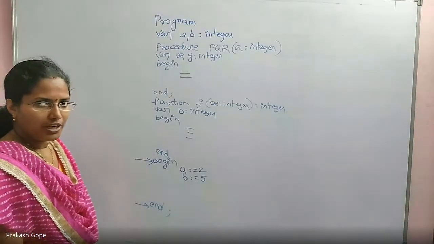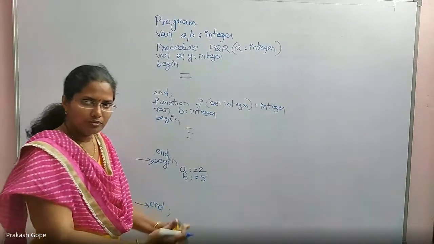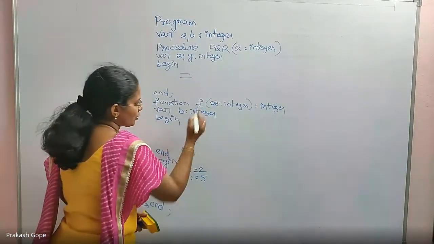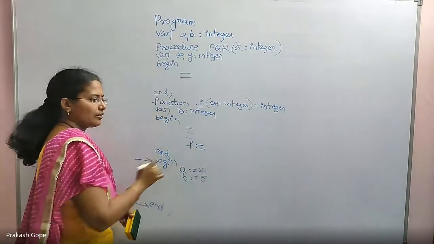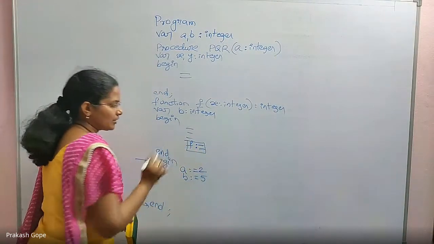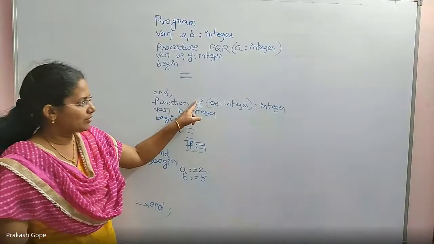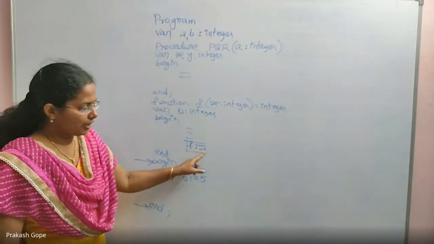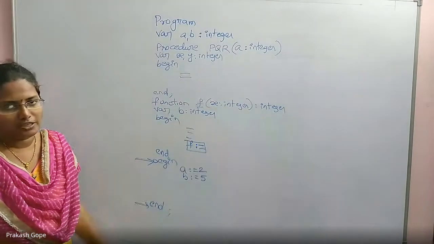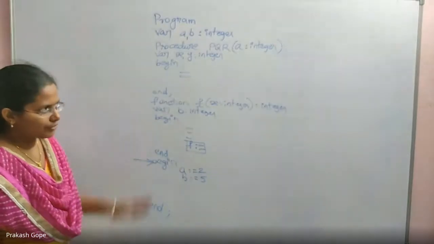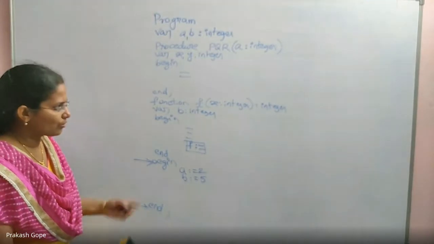It must return a value, right? How do we return a value? By using the function name. Function name colon equal to is nothing but return. Whatever is the function name, we are trying to assign a value to that function name, which means we are returning that value to the calling environment. This is what we discussed, right? Syntax wise or pseudocode wise.